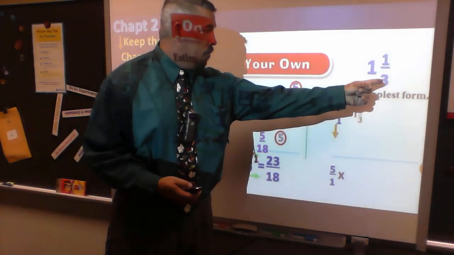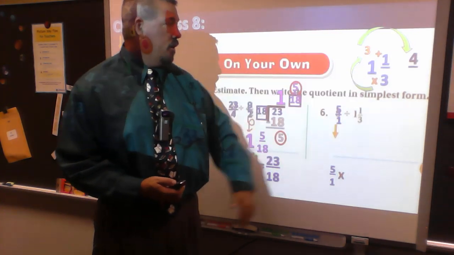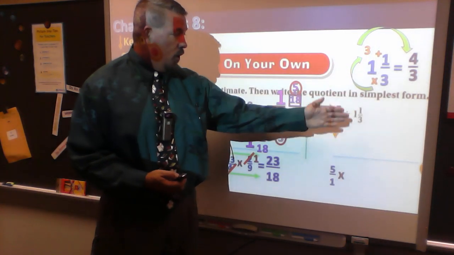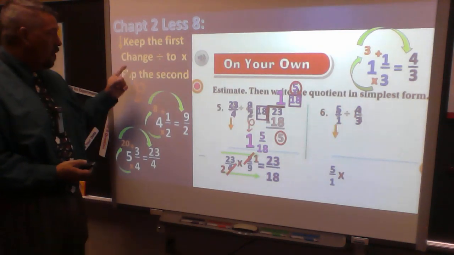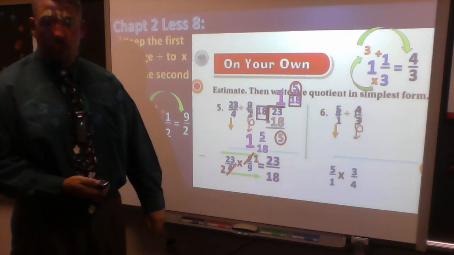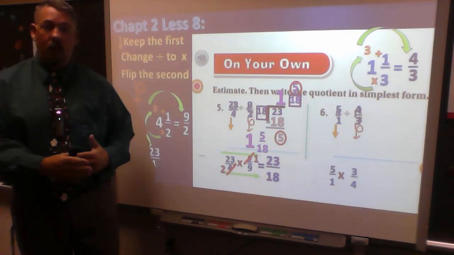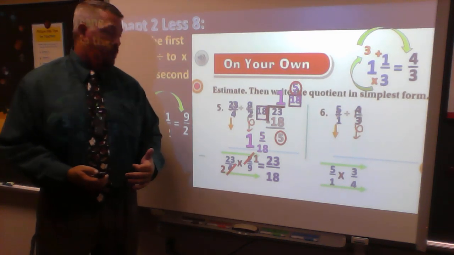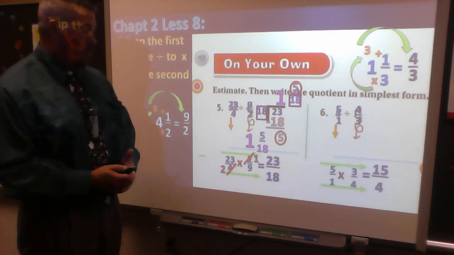So I start at the bottom. 3 times 1 is 3, plus the 1 gives me 4. I keep my denominator. So 1 1/3 is the same as 4/3, and then I know I have to flip my second fraction. So I'm going to multiply it by 3/4. Cross reduce, no, can't do it, can I? So I'm just going to multiply across. 5 times 3 is 15, and 1 times 4 is 4. Top heavy, so I know I have to divide to finish up the problem.